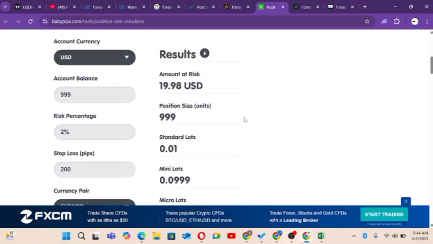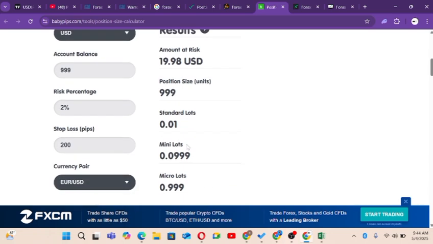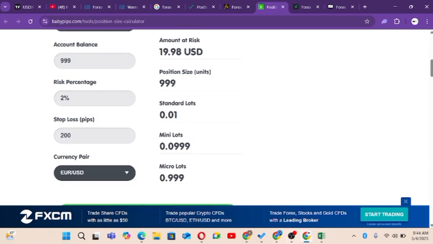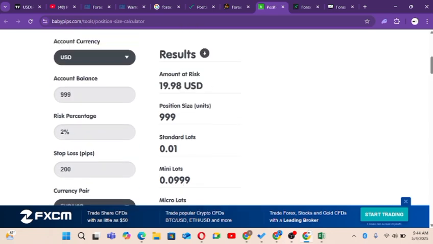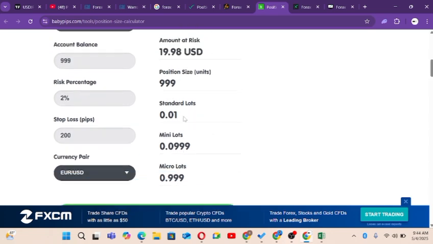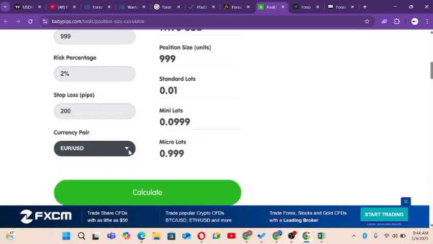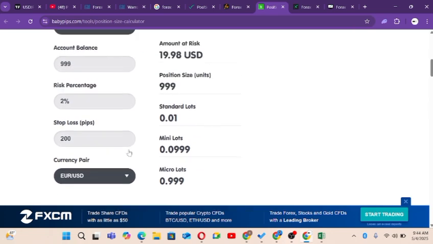Now you see what we have. Our amount at risk is $19.98, the position size is 999 units, and the lot size is 0.01. The mini lot size is 0.0, which if you approximate will come to 0.1, and we also have the one lot size. What we are going to use is the standard lot size here, which is 0.01. So you can see how you manipulate these numbers.